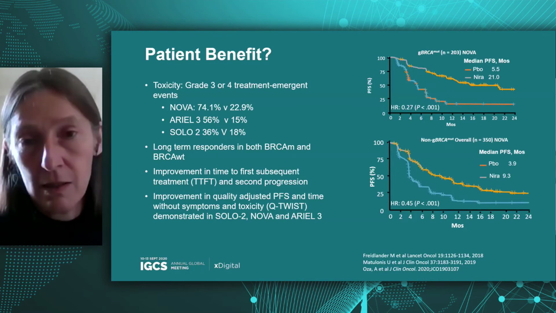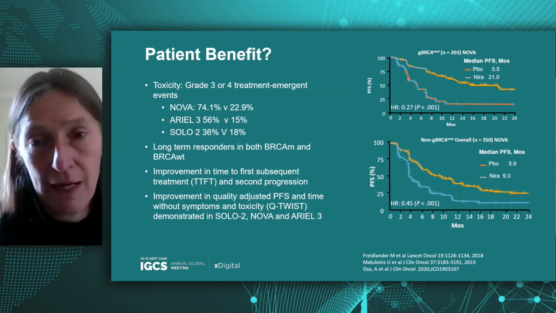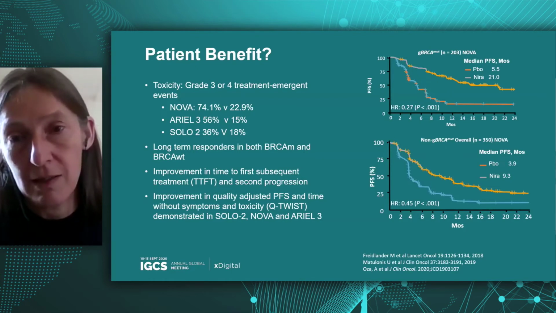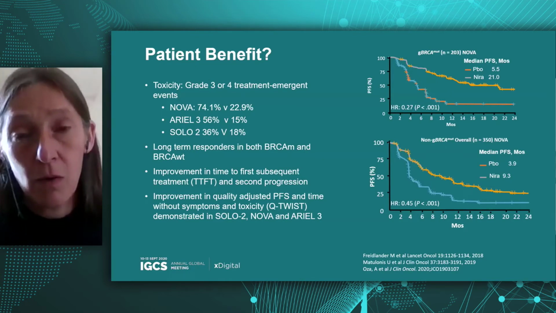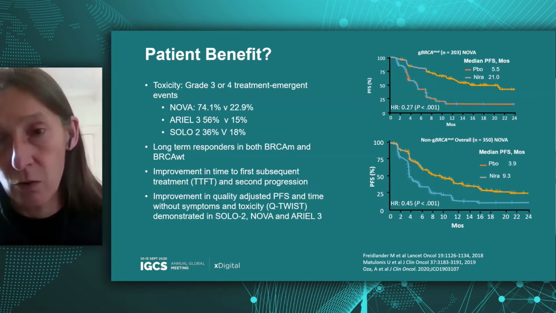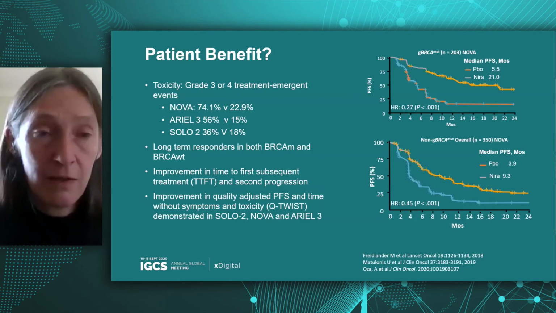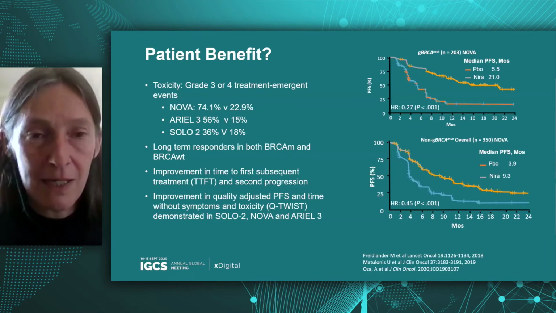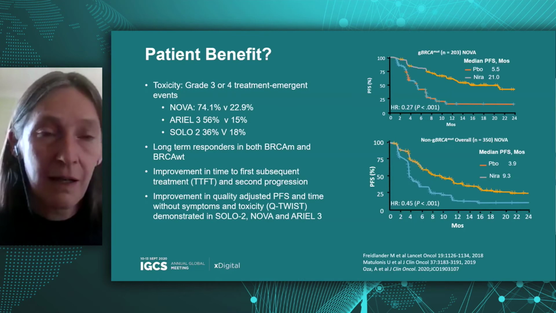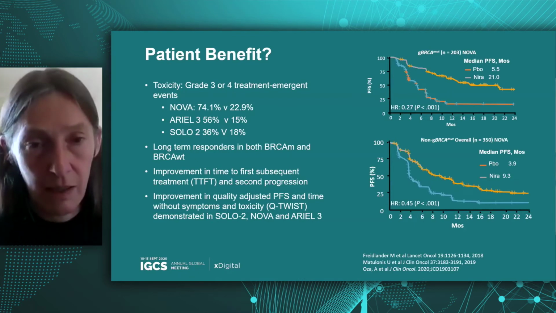But what I do say to patients is, even if we don't see that long a benefit as a median for the BRCA wild type, we do see long-term responders. And I think if you say to someone that you might have 2 out of 10 chance of a durable response, then they may be prepared to take those odds. We also see improvement to the time to first subsequent treatment, and I think that's probably a more meaningful thing to a patient, is how long is it going to be before I have to have chemotherapy again. And also we see that the benefit is maintained beyond that first progression and into second progression.